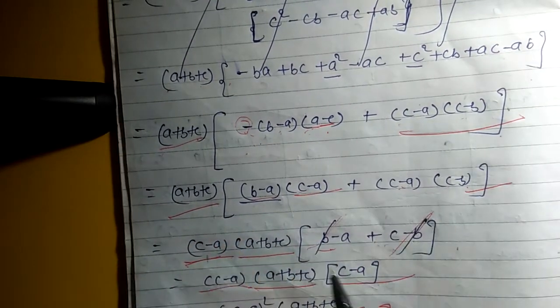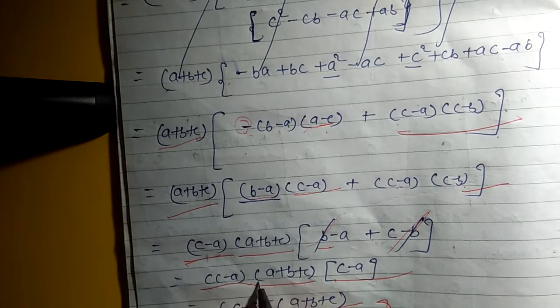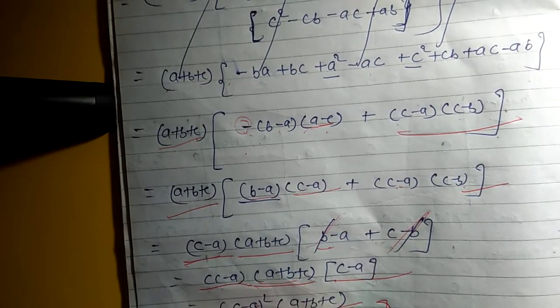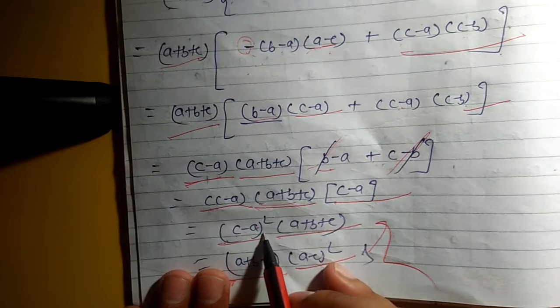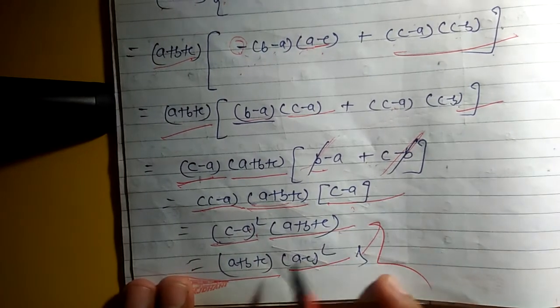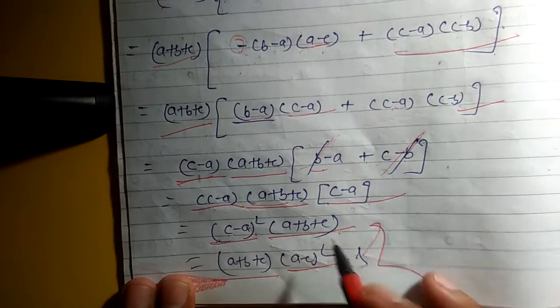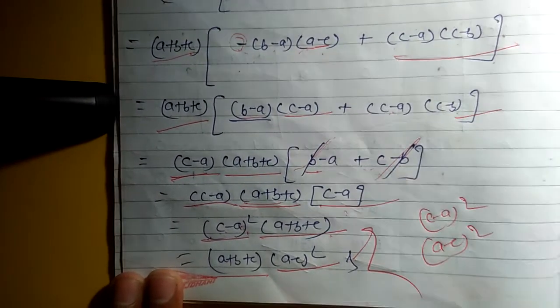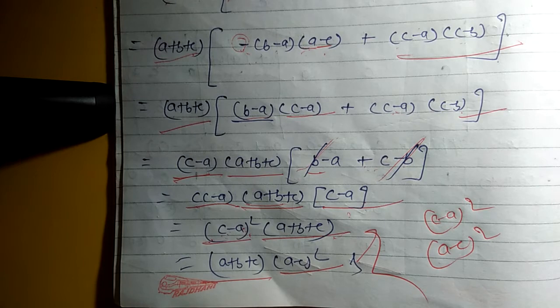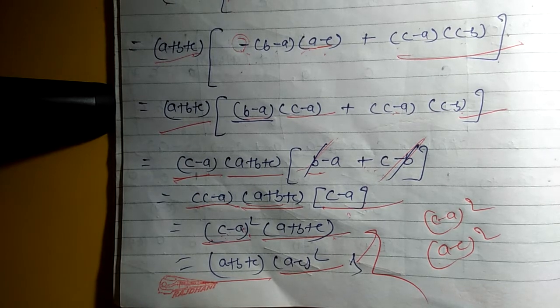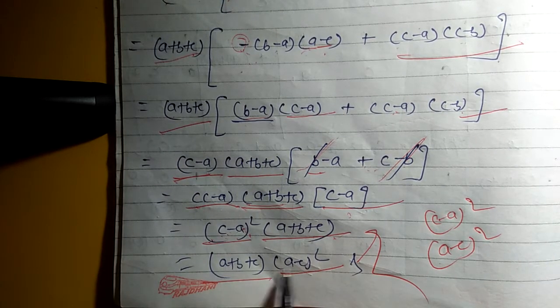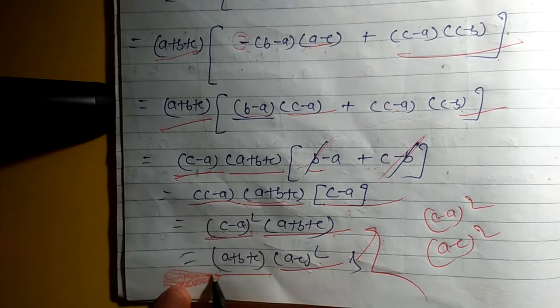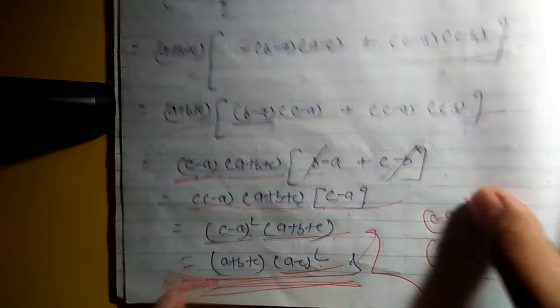B minus b will be deducted out. Then you will get c minus a plus b and c minus a, and you will get how much? c minus a whole square and a plus b plus c whole square. And because c minus a whole square, you know very well, c minus a whole square and a minus c whole square, both are the same thing. There is no difference. Okay, you know very well. So we can write c minus a as a minus c whole square, and in this manner you will get the answer of this question.